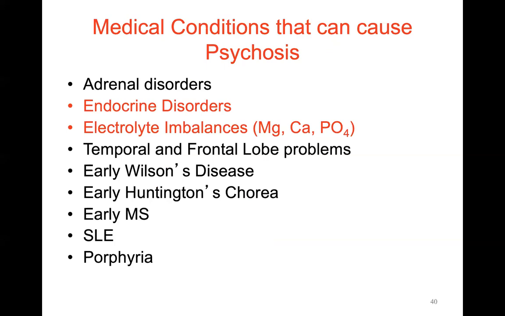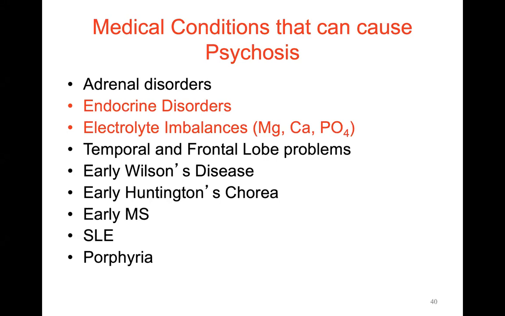Electrolyte imbalances: magnesium, calcium, phosphate. Another one would be even sodium. We've seen people that can develop conditions when sodium levels are off. Temporal or frontal lobe problems. Has there been a blow to the head? Is there a potential for a cancer or a tumor that may have grown? Wilson's disease, Huntington's chorea, early stages of MS, lupus, porphyria. These are various diseases that, as they emerge, can result in some mental changes with someone.